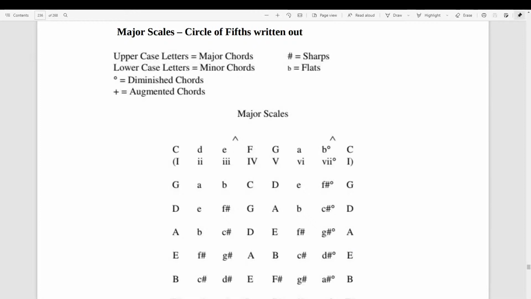Okay, so here's my chord chart. This is on page 236 of my book, Quail Studios Music and Lead Sheets. I put these things in the back of the book to help you out. This is why the theory is in the back. Now, these major scales, it says major scales, circle of fifths written out.